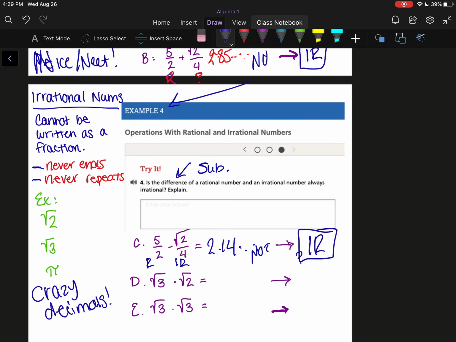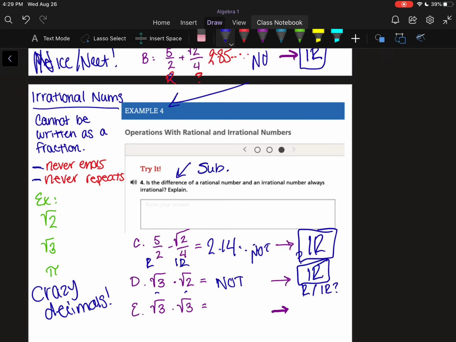I'd like you to pause and try the other two operations for me. The square root of 3 times the square root of 2, and the square root of 3 times the square root of 3. And then make a decision. Is it rational or irrational? All right, the square root of 3 times the square root of 2 was a 2-point-something long decimal. It could not be made into a fraction. It is irrational. So if you multiply those two irrationals, you get an irrational.